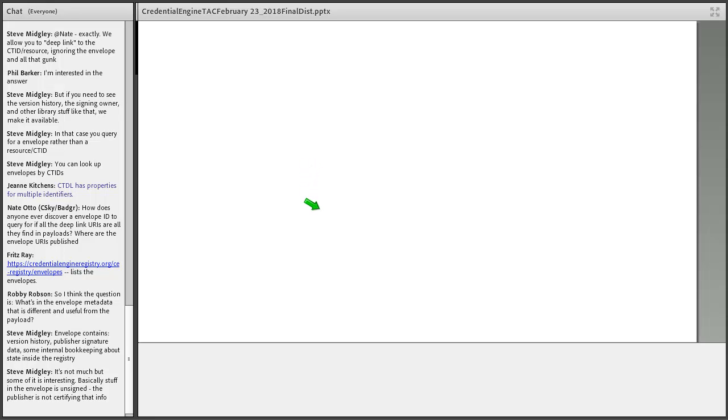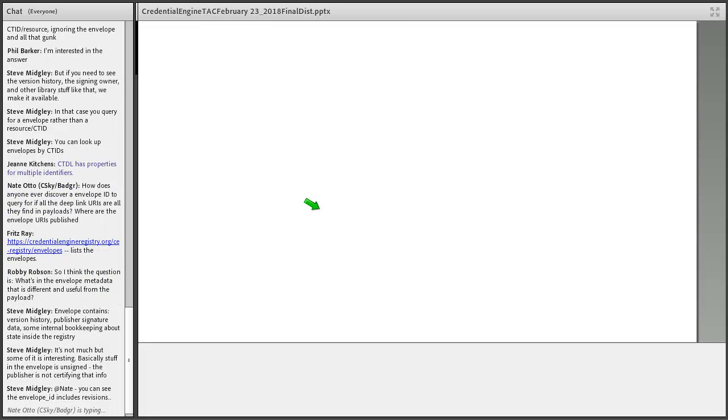So this is what Steve was just talking about a second ago, where we depicted it as multiple envelopes here, just for an easier visualization of it. But technically, it is multiple versions of the same envelope. So they would have the same ID, or the same URI, sorry, but to which you would append /revisions/ a number, and we'll go into a little bit more detail on that. That's how you would get to the different versions.